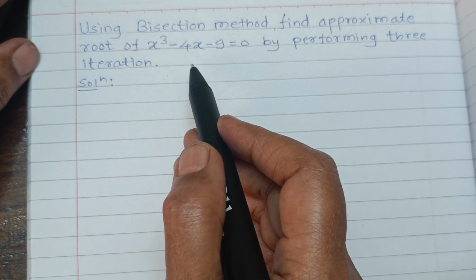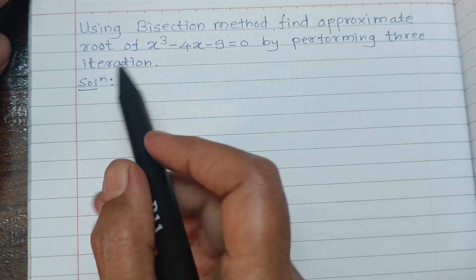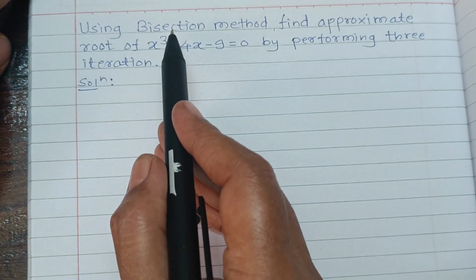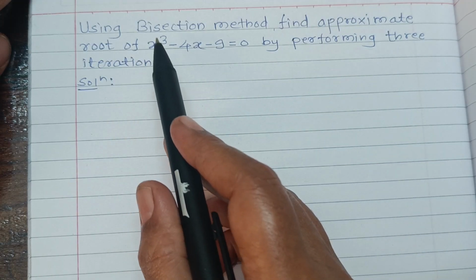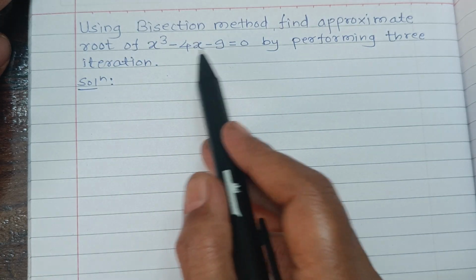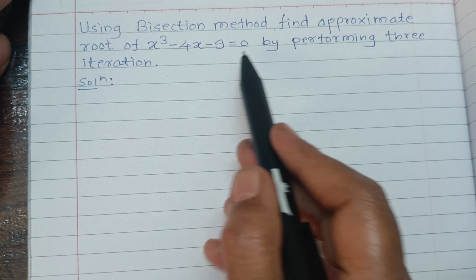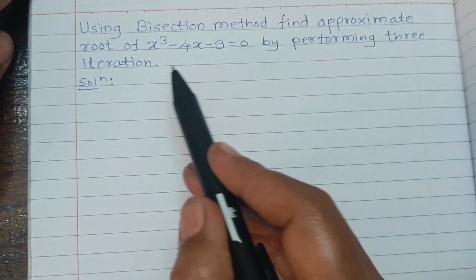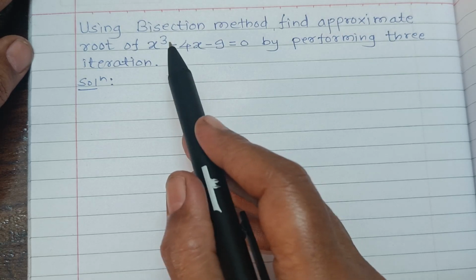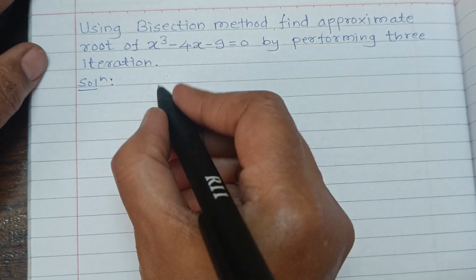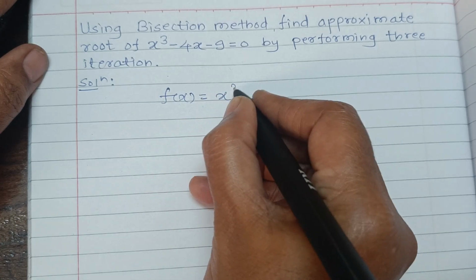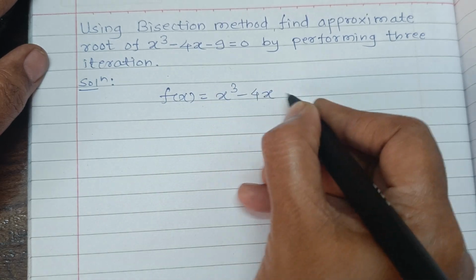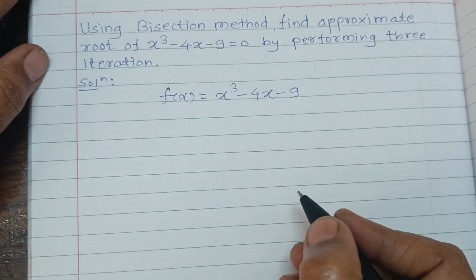आज हम लोग सॉल्व करते हैं बाइसेक्शन मेथड का एक एग्जांपल। Question: using bisection method find approximate root of x cube minus 4x minus 9 is equal to 0 by performing 3 iterations. Now let this be fx. fx is equal to x cube minus 4x minus 9.